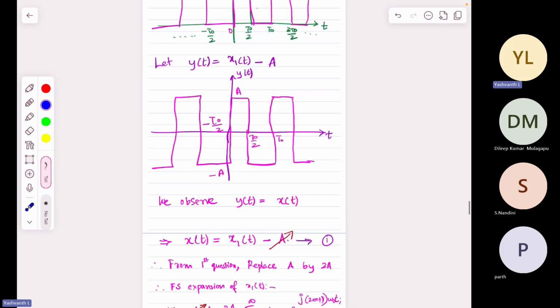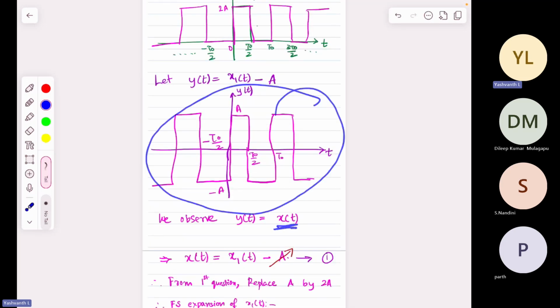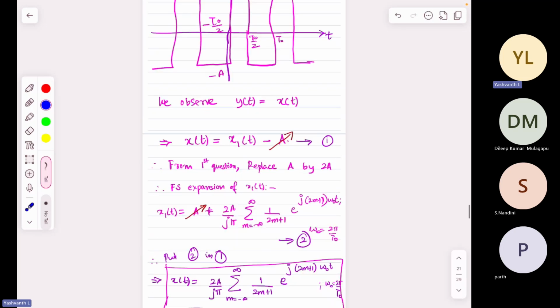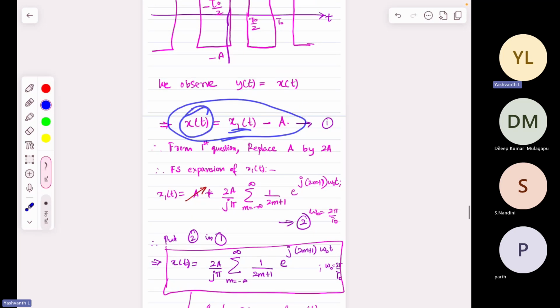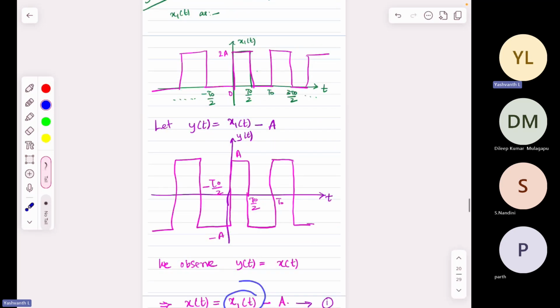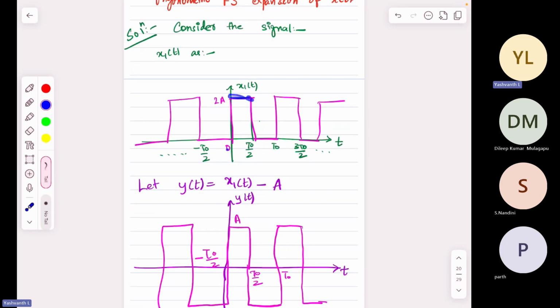So what I'm saying is this y of t is actually the x of t that is given in the question. Whatever is given in the question is nothing but x1 of t minus a. Removing, maybe I'll remove the arrow mark. I'll remove it now. So x of t is equal to x1 of t minus a, where x of t is the given signal in the question, and x1 of t is a signal that we constructed, where it is 2a from 0 to t naught by 2 and 0 from t naught by 2 to t naught.